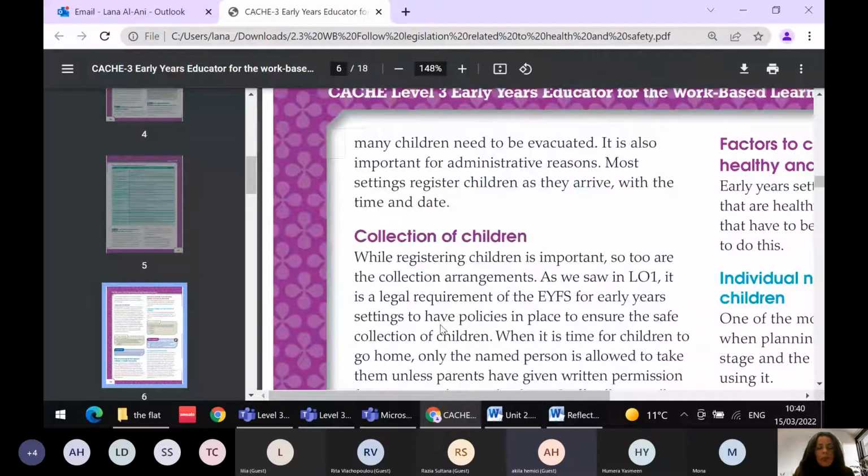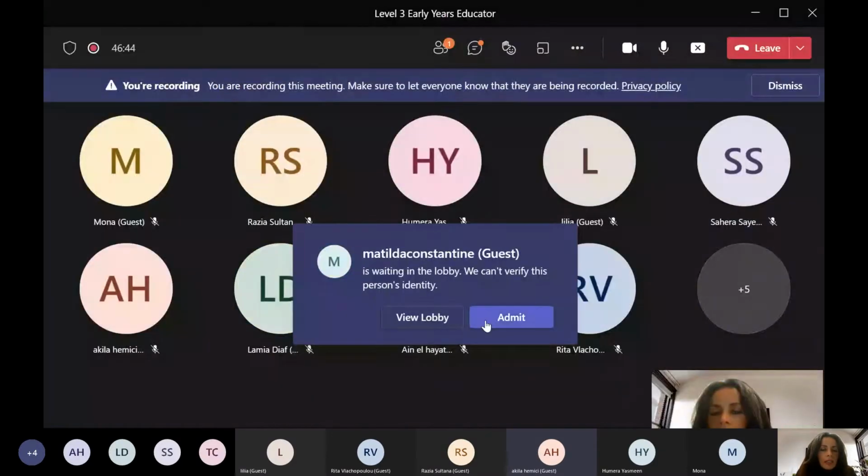Now, even for us, we are doing just a normal class. I'm doing a register, not myself, but it's automatically done when you enter the online class. It will automatically give me a report at the end of the session. So it is very important to register the people who enter the session for me, as well as for any nursery.